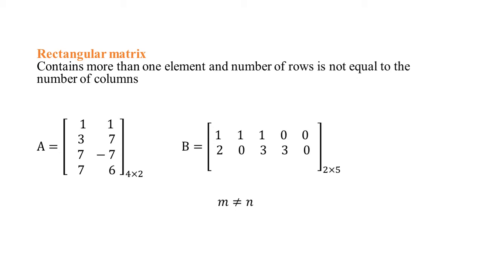So the next one we are going to see is a rectangular matrix. So what is a rectangular matrix? It contains more than one element and the number of rows is not equal to the number of columns. Suppose the number of rows and the number of columns are not the same, then we say that such types of matrices are called rectangular matrices. It has a special name.